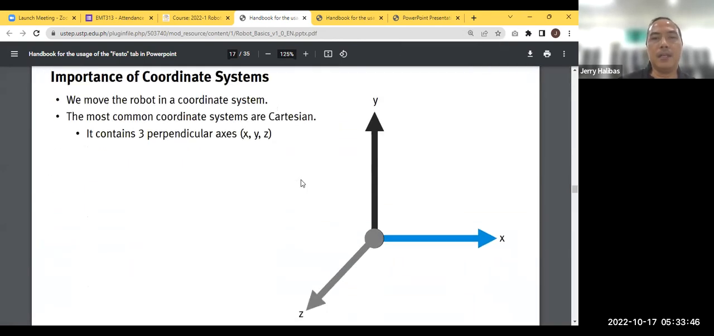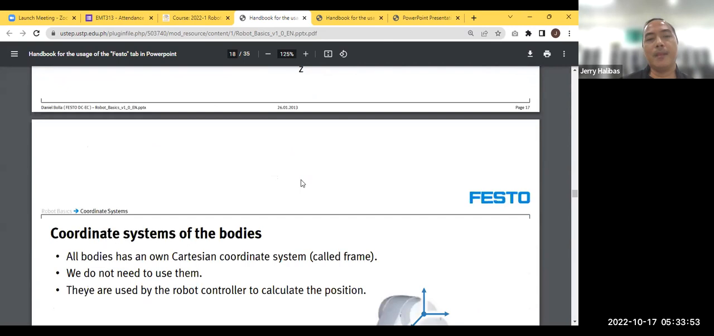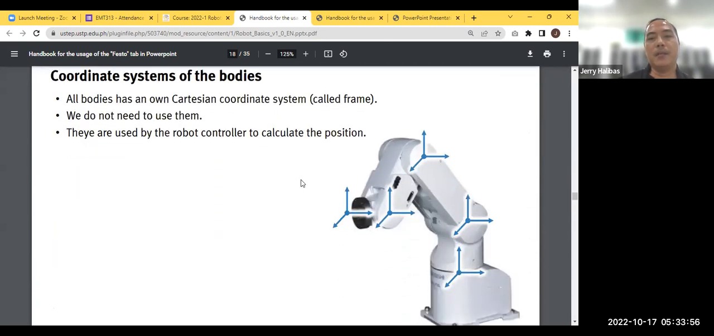Okay, so Cartesian, kabalo man ta, no? Cartesian. So ginabalik-balik ni Perminti. Cartesian. Okay, so amo na kung gingon sa inyo ganiya na for every joints na gani siya ay axis or coordinates. Okay? So all bodies has own Cartesian coordinate system called frame. So frame ang tawag. Okay. Of course, these frames are used by the robot controller to calculate the position.